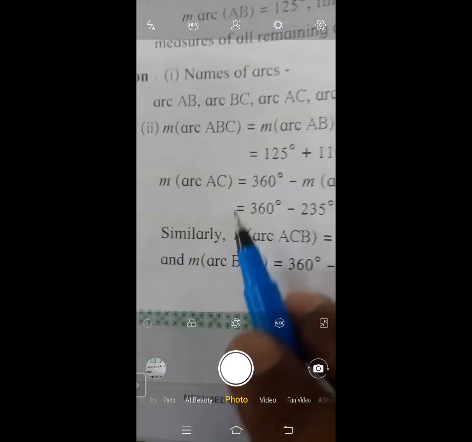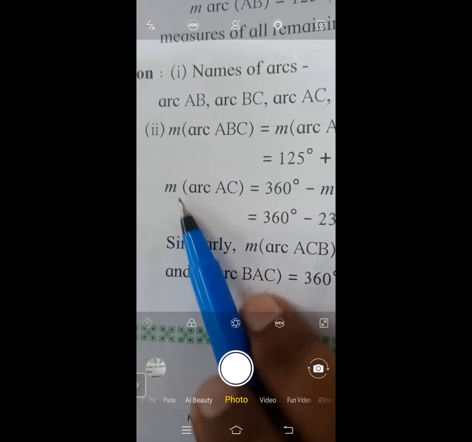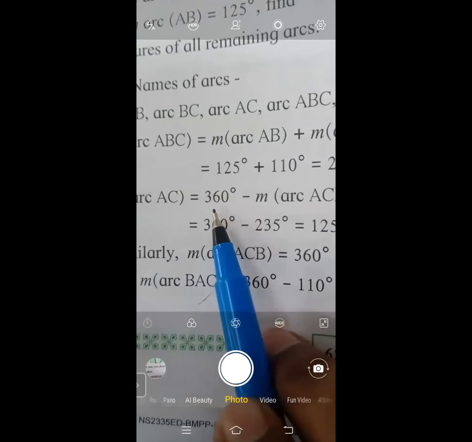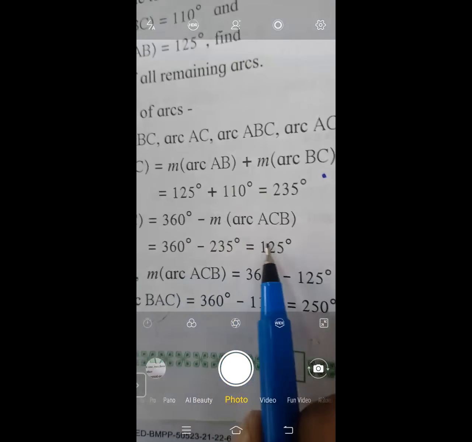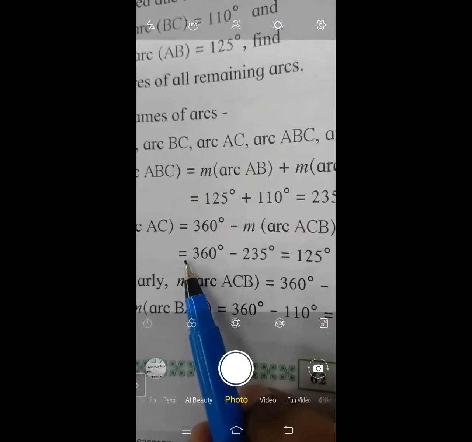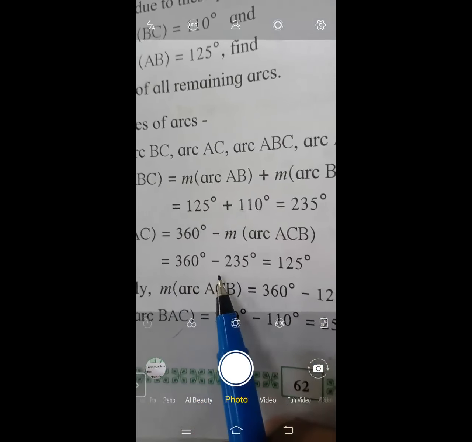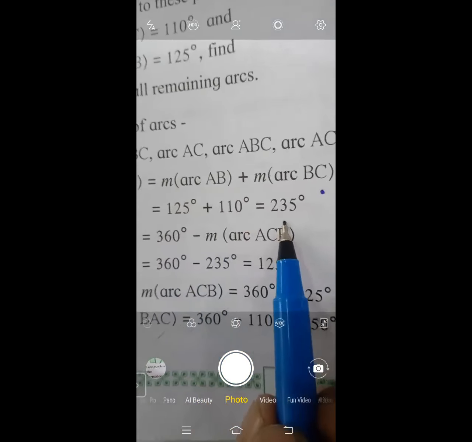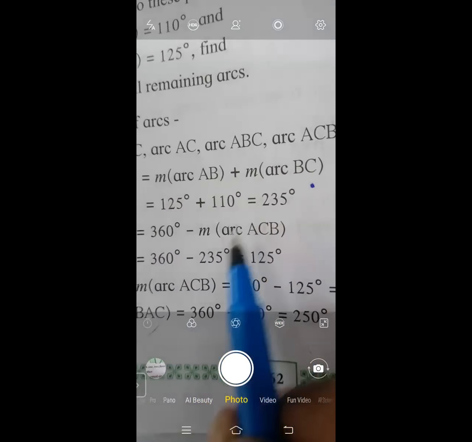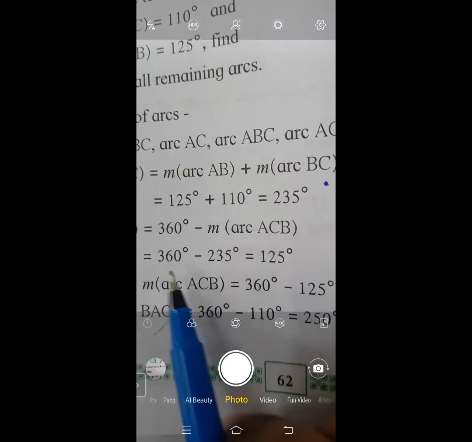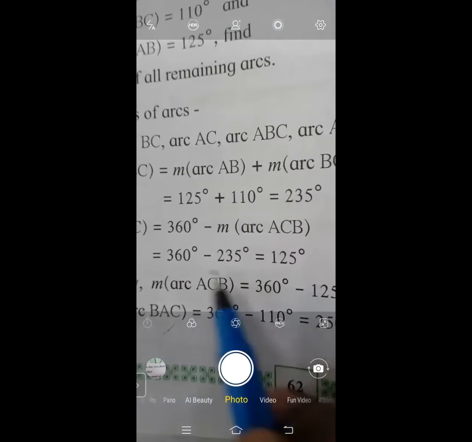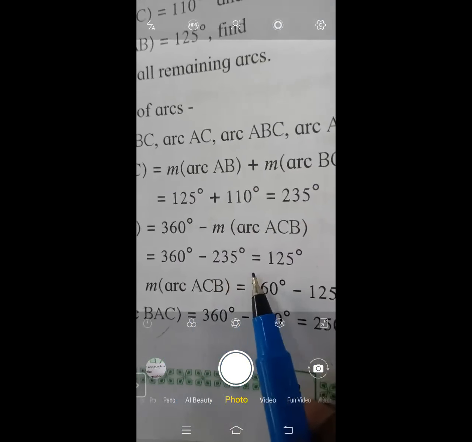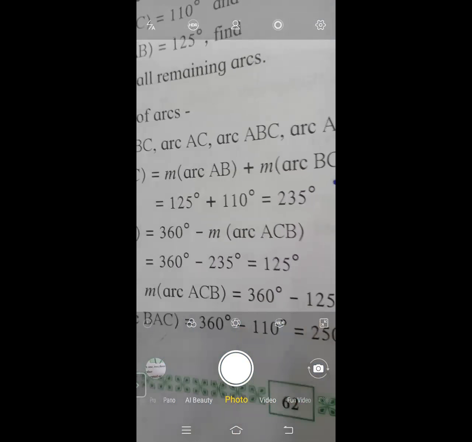Here we have done the same technique, that is measure arc AC is equal to 360 degree minus measure arc ACB, which is equal to 360 degree minus the addition of these two arcs. Just substitute that addition over here, that is 360 degree minus 235 degree. Do the subtraction very properly, and you will get the answer 125 degree.